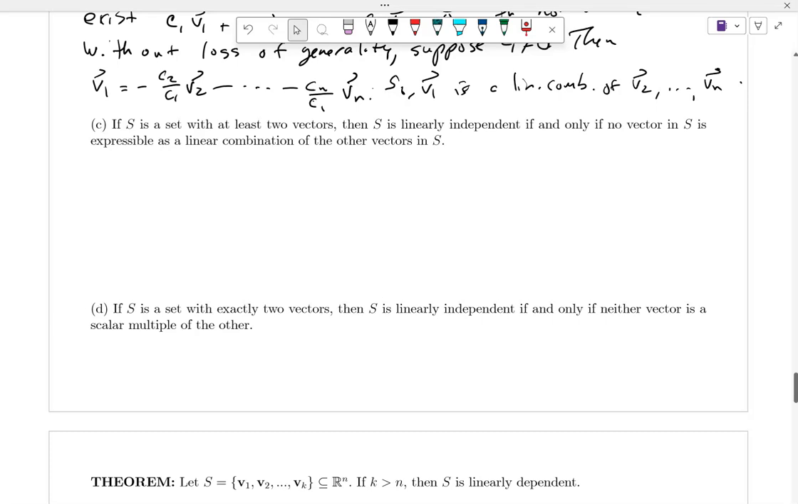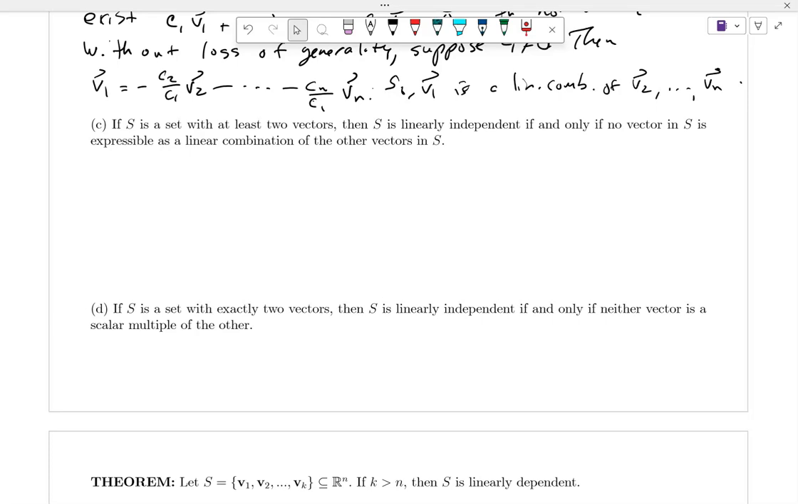And the last one here, I'm not going to bother writing anything for this one either. If you have two vectors, it's pretty straightforward to tell whether or not they're linearly independent, because if there are only two vectors, to be linearly dependent, one of them has to be a multiple of the other. I can find a scalar times one of them to give me the other one.